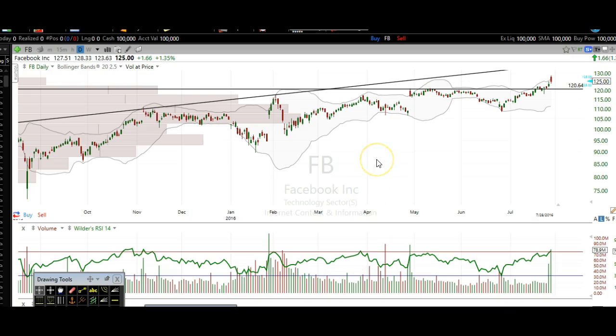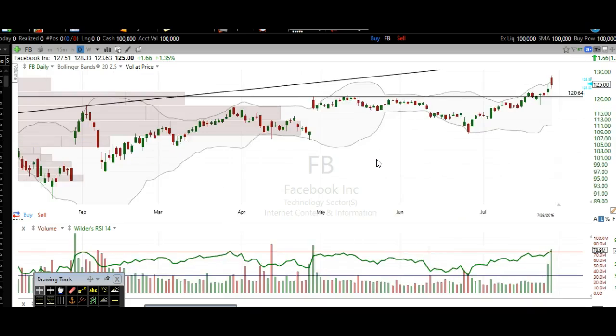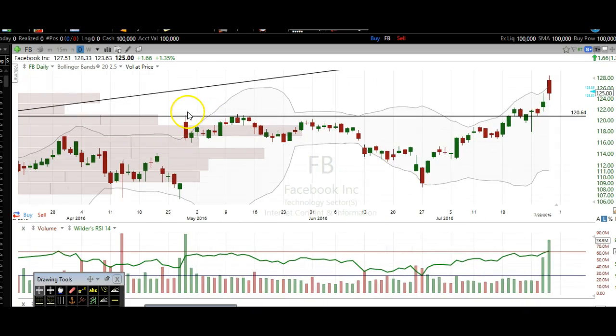All right, so let's get into these charts here. Facebook is the first one that I want to cover. First of all, I just want to cover this break over this resistance here. 120, that was a big break over this resistance. We held it. You can see that we closed over it with this candle right here. This candle held over it.